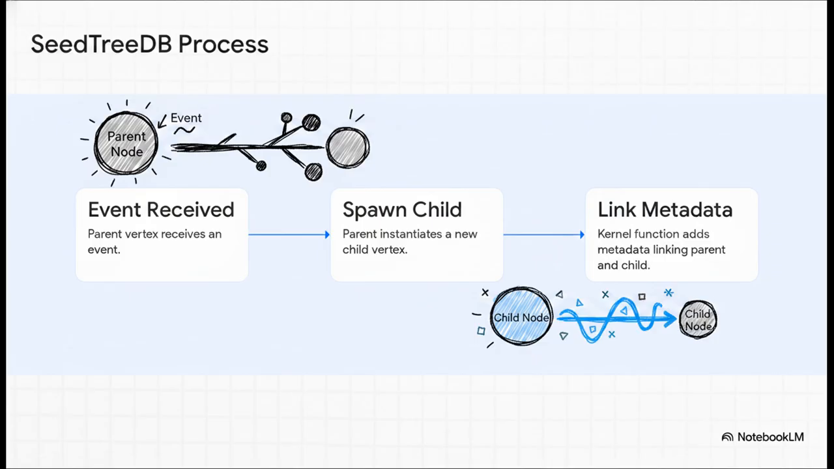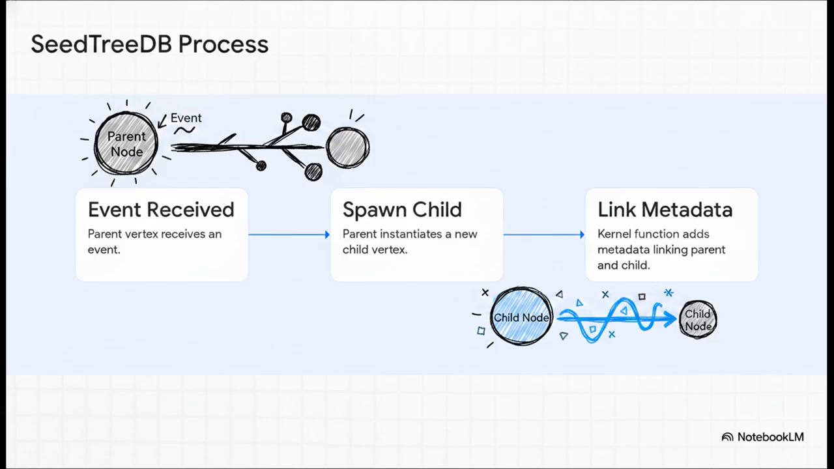Step 1, a parent node receives an event, say a new piece of info. Step 2, that parent uses its built-in script to instantly instantiate a brand new child node to hold the data. Step 3, a kernel function adds metadata to form a permanent structural link between them.